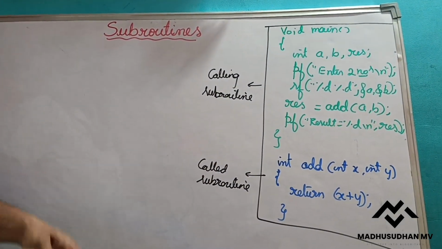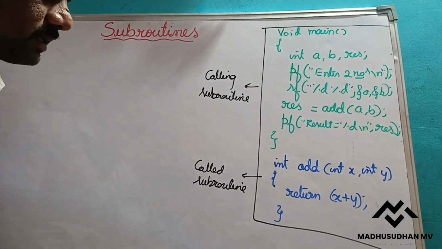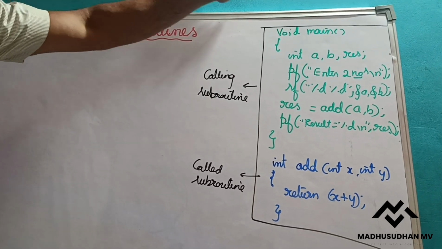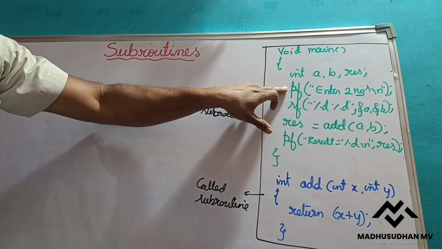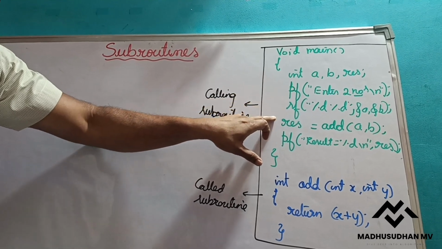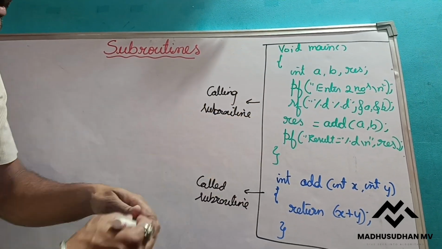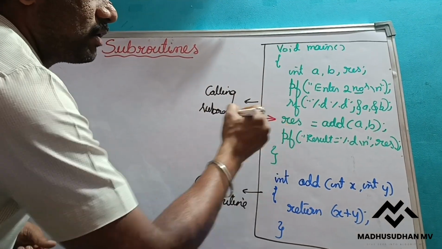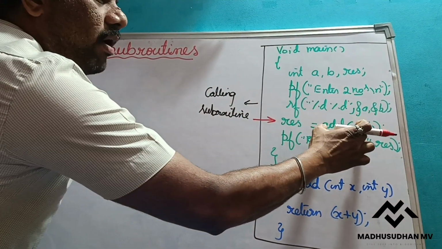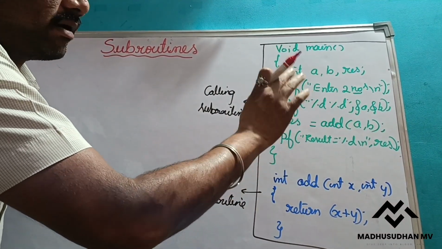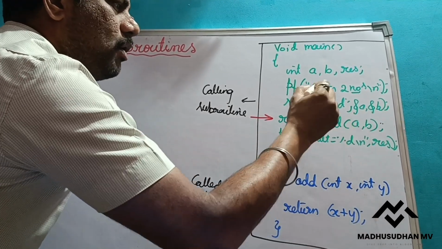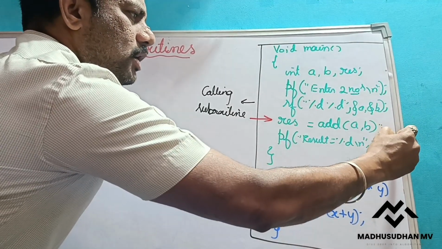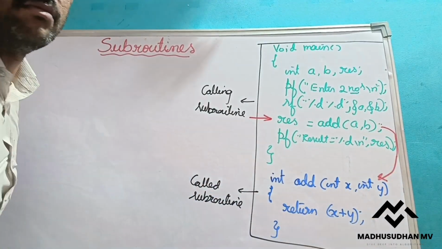Now assume our processor starts executing. Our execution always starts from main. So it executes this statement, this statement, this statement. When control comes to this statement, it is a calling statement. It is not a general or ordinary statement. Now control comes to the called function.